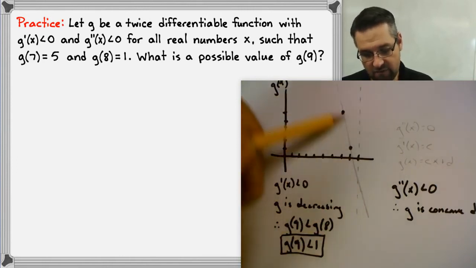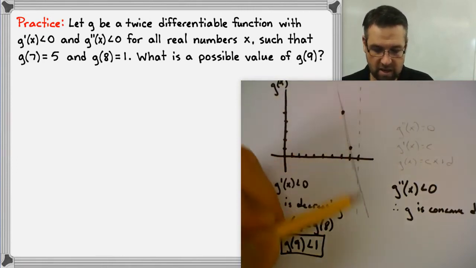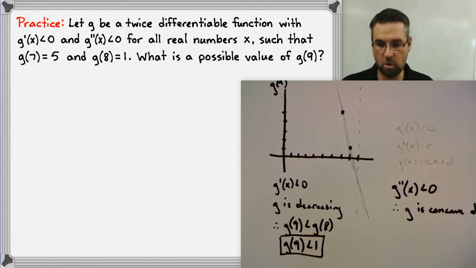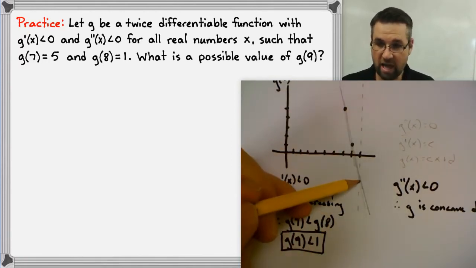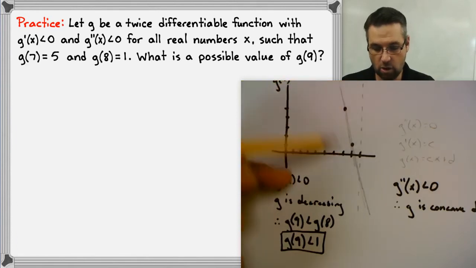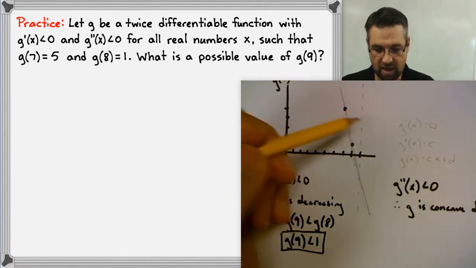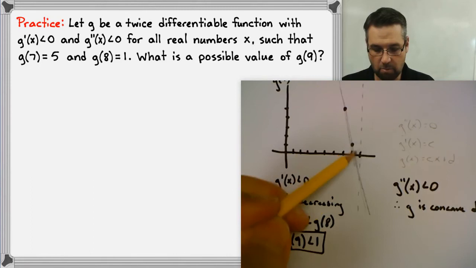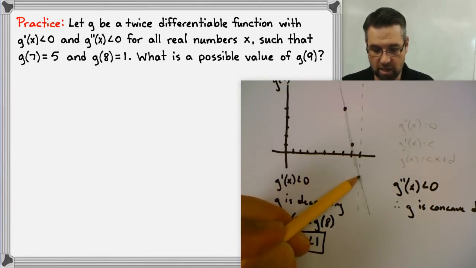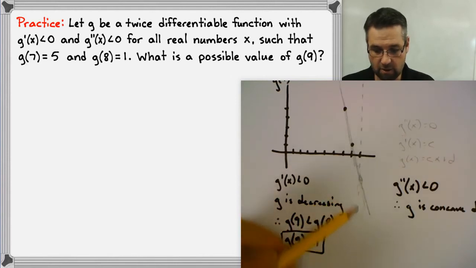Okay, that's if G double prime is 0, but we know G double prime is less than 0, which means we have to have a negative concavity, so it's concave down, which means that the point G of 9, this point here, would have to be below this line, so it'd have to be down here somewhere.